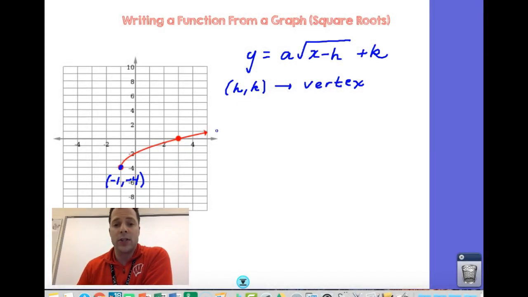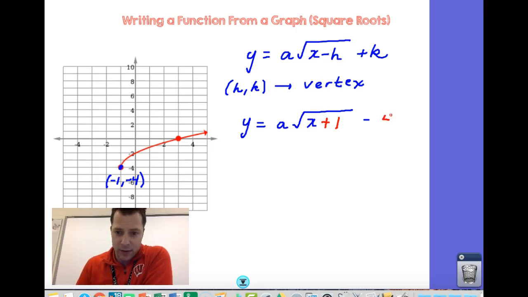So what we're going to do is substitute that into our equation, a times the square root of x minus something else, and it's going to be minus here. This is going to be plus 1 on the inside because h is negative, so subtracting a negative makes positive. And on the outside, it's going to be -4.